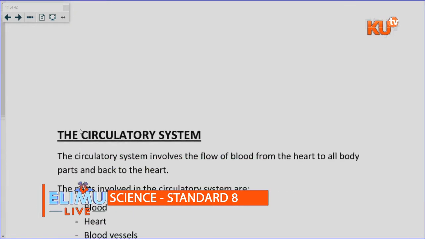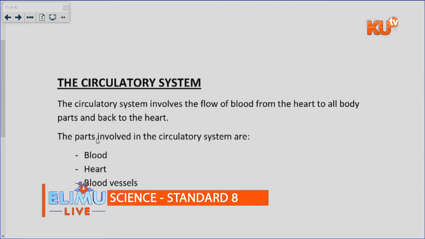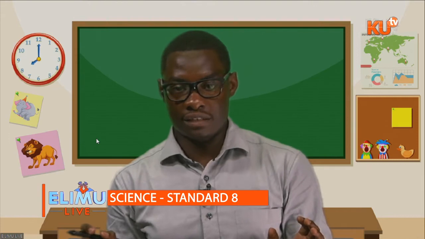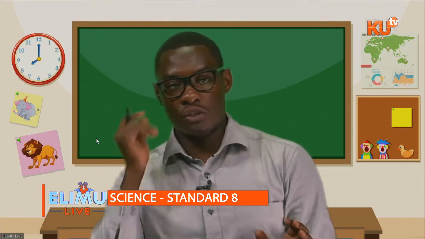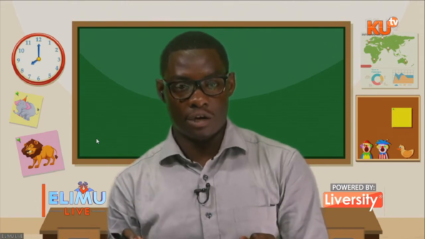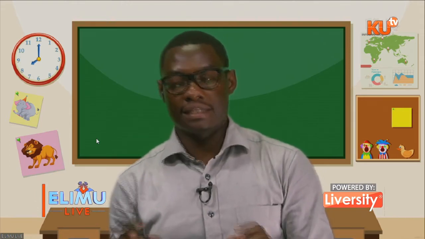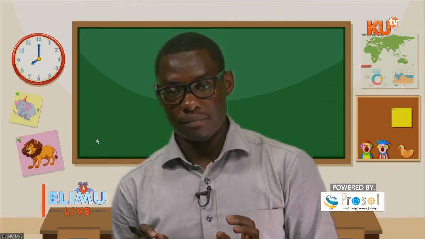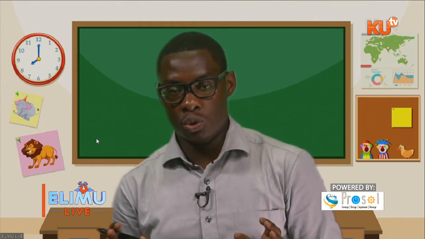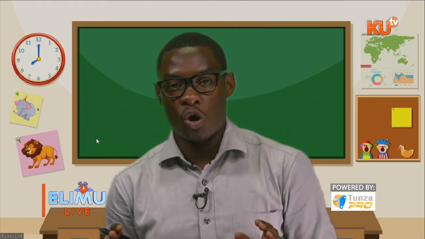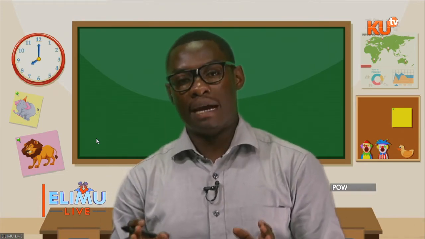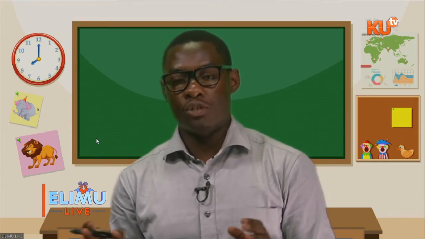That is all about the reproductive system. So we have looked at the parts of the reproductive system and its functions. We have also looked at adolescence and the changes. So next on the human body, we look at the circulatory system. The circulatory system looks at the circulation of blood from the heart to the lungs and to the body parts.